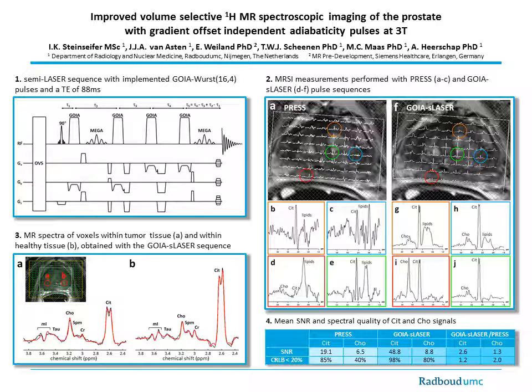In prostate MRSI, the proton signals of citrate, choline, creatine, and polyamines are recorded. In tumor tissue, the levels of citrate are lower than in healthy tissue, whereas choline levels are usually increased. Therefore, the ratio of choline over citrate is an attractive biomarker to detect prostate cancer.